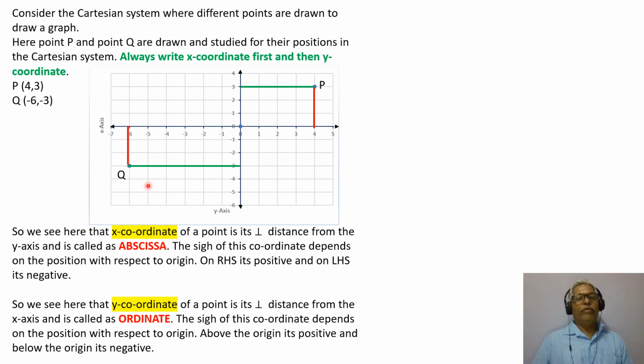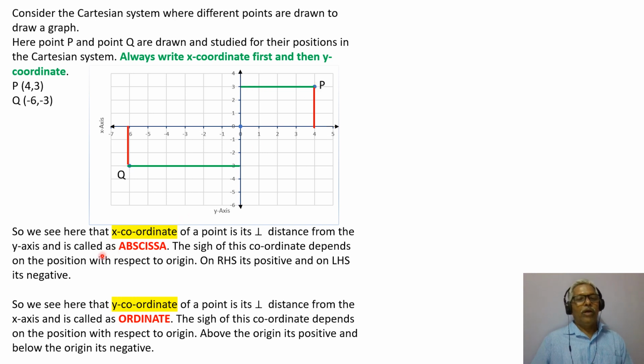Okay, and we will have some discussion. Go through the comment here. So we see here the x coordinate, let's see for P first. The x coordinate, this is 4, is its perpendicular distance from the y-axis. So for P, this distance is the perpendicular distance from the y-axis. You know this is 4.